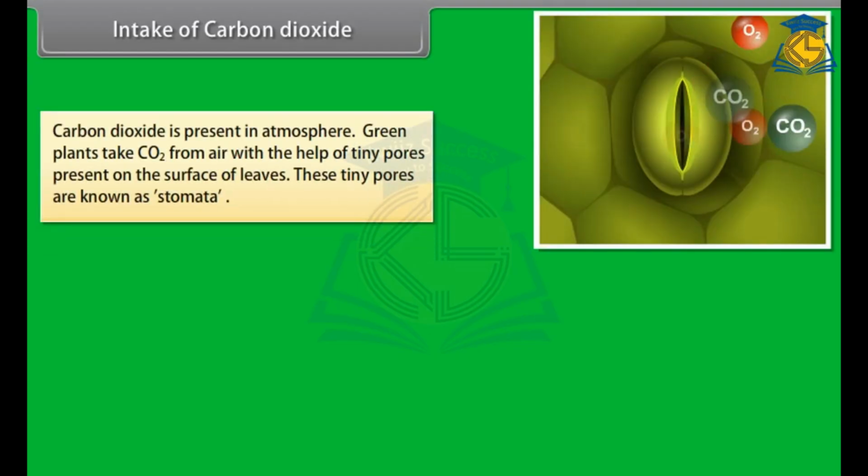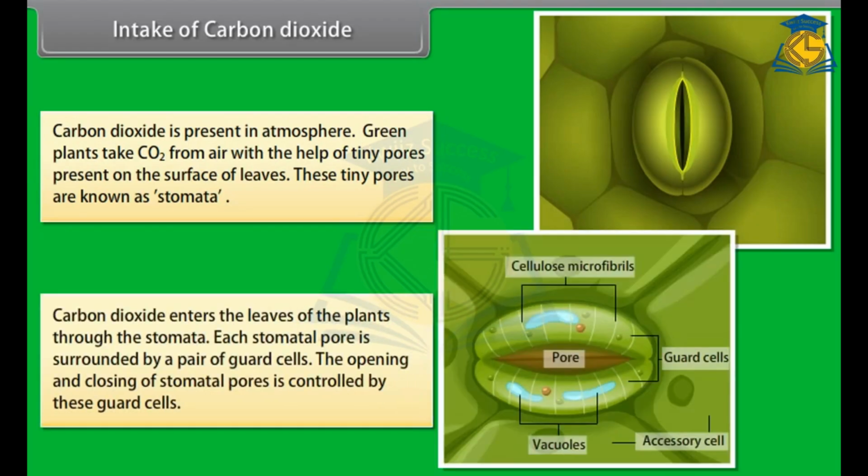Carbon dioxide is present in the atmosphere. Green plants take CO2 from air with the help of tiny pores present on the surface of leaves. These tiny pores are known as stomata. Carbon dioxide enters the leaves of the plants through the stomata. Each stomatal pore is surrounded by a pair of guard cells. The opening and closing of stomatal pores is controlled by these guard cells.